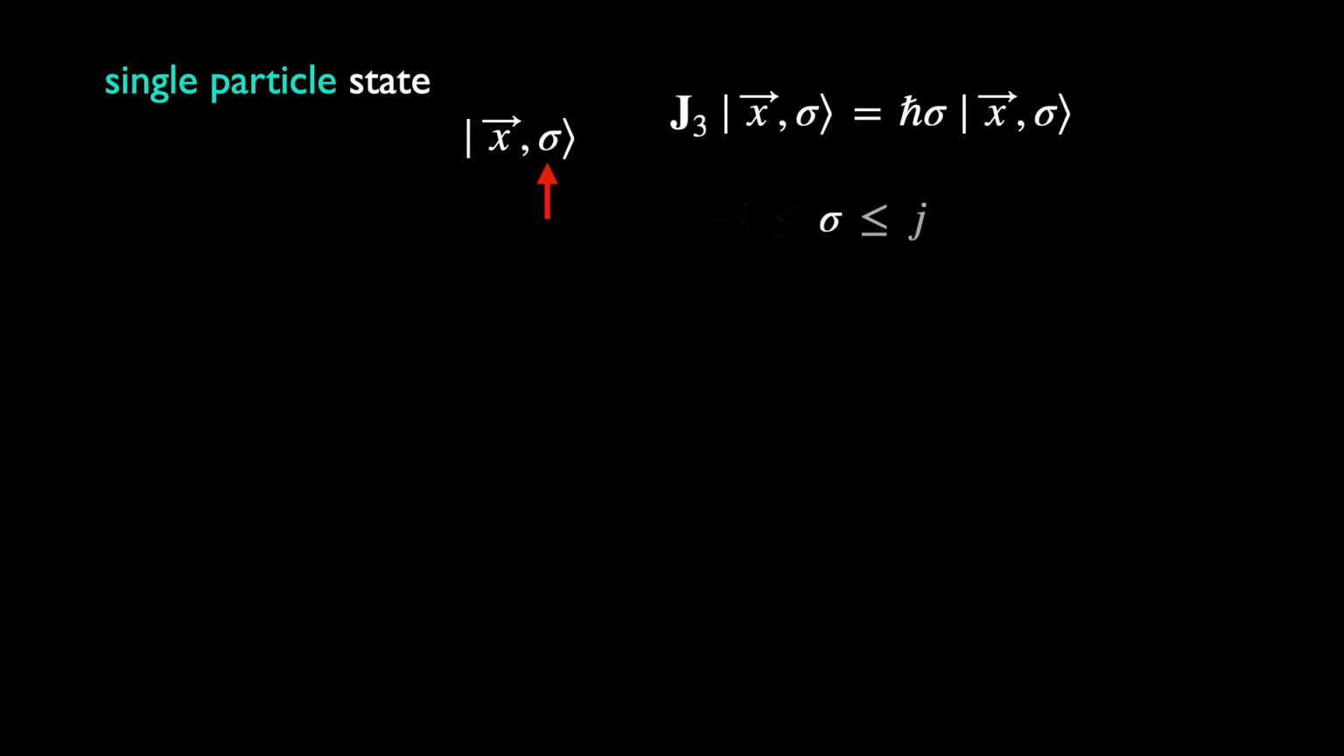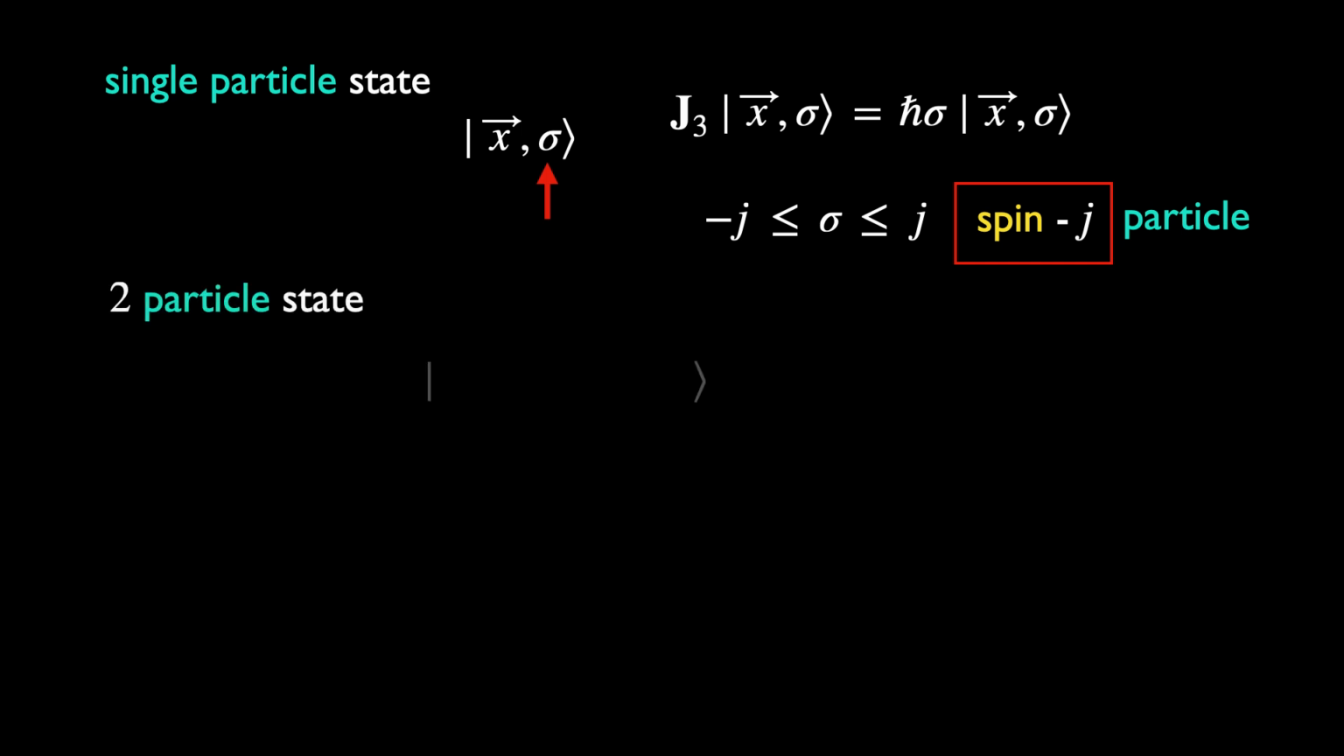First, let's start with a single particle state. To give a concrete example, assume that this is a state with a definite position and spin projection along the z-axis, denoted by sigma. This is a spin j particle. Now let's suppose we have two such particles, both of the same species, same spin. Both have definite positions and z components of spin.